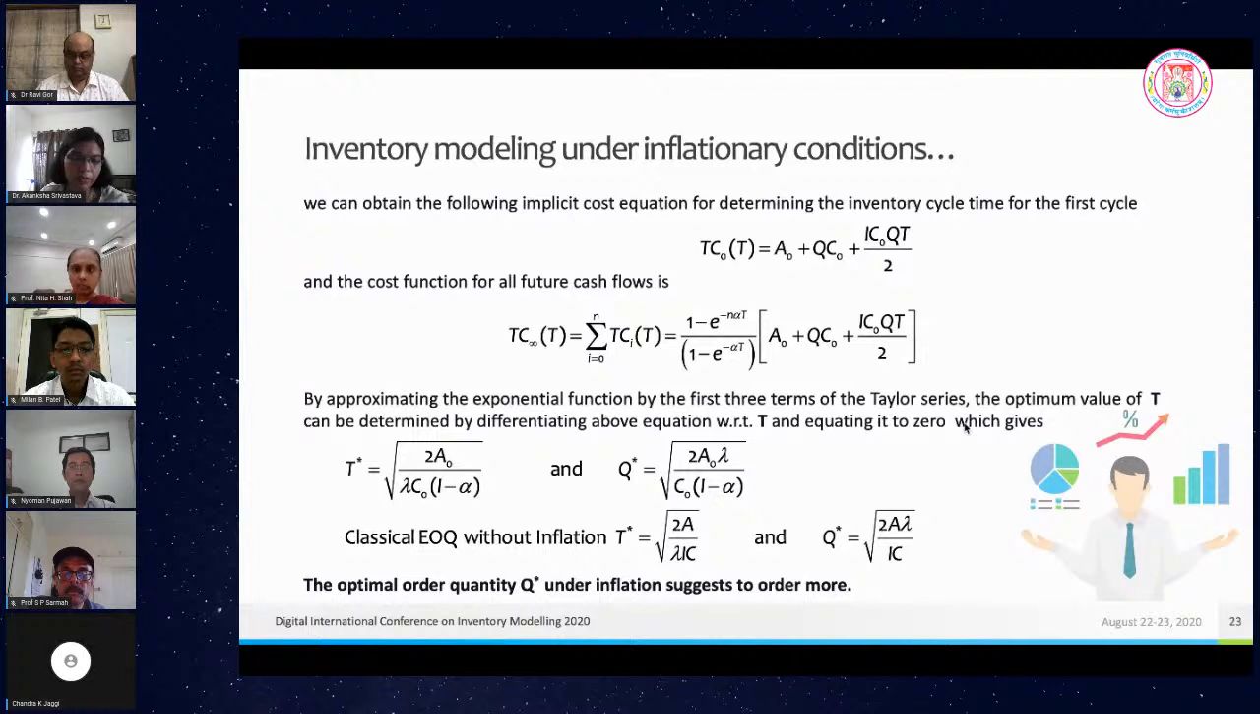Now here we see the T and Q. If you look at T, with inflation T becomes larger, so as your Q becomes larger, and that is having an opposite behavior to deterioration and inflation. One can combine the two and try to find out the break-even between the two situations, and how the inventory modeling can be done or managed.